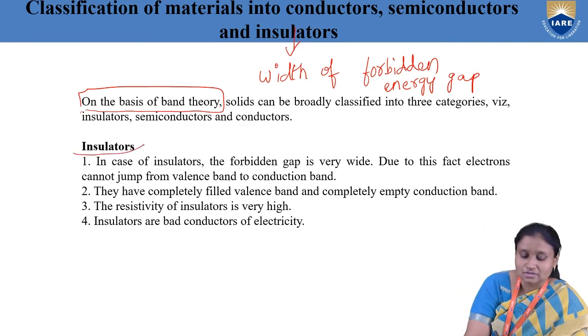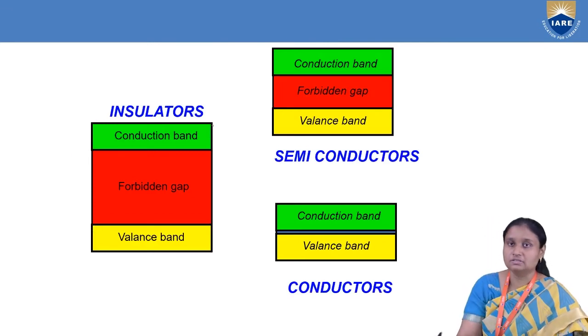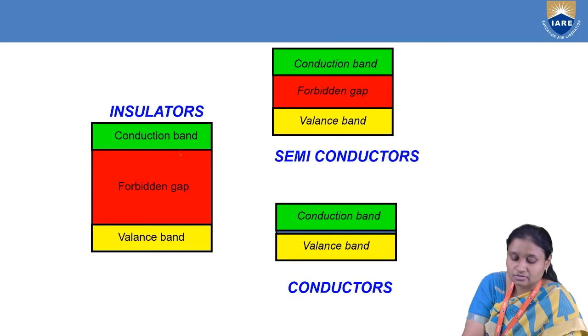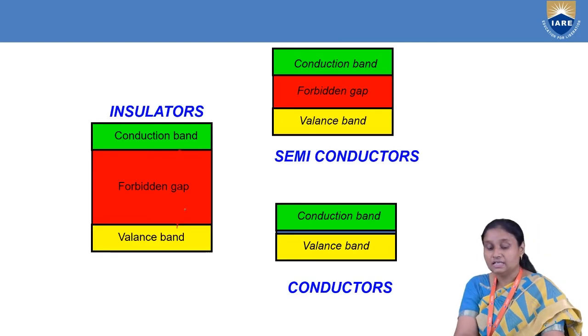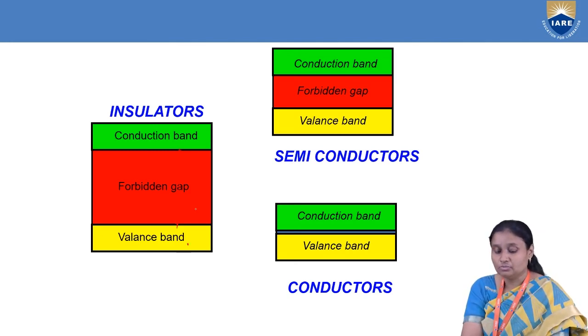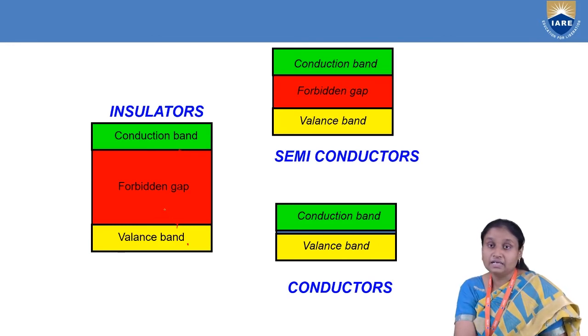Now insulators. What are insulators? In insulators, the forbidden energy gap is very wide. So this gap is very, very wide. It means that for an electron in the valence band to become a conduction electron, to make it go to the conduction band, I have to supply a large amount of energy. And what happens if I supply that much energy?